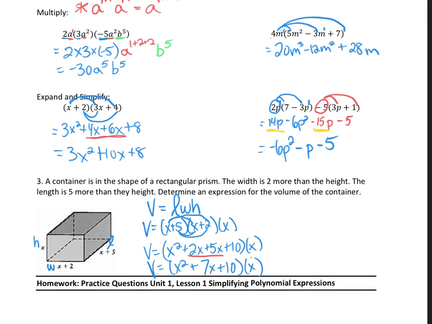And then finally our last step is just going to be to distribute this x inside of our brackets, which I will finish that up over here. So we're going to have x times x squared, which is x to the power of 3, plus x times 7x is 7x squared, plus 10 times x is 10x. All right, so that is an expression for the volume of the container in standard form. And that is the note for today.